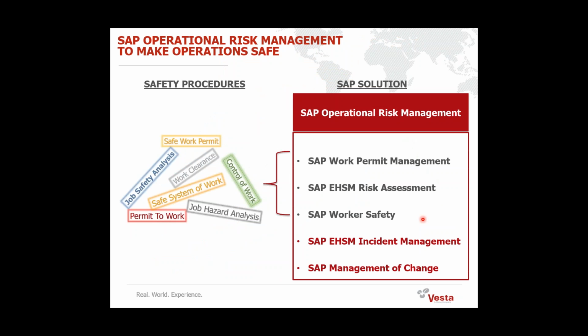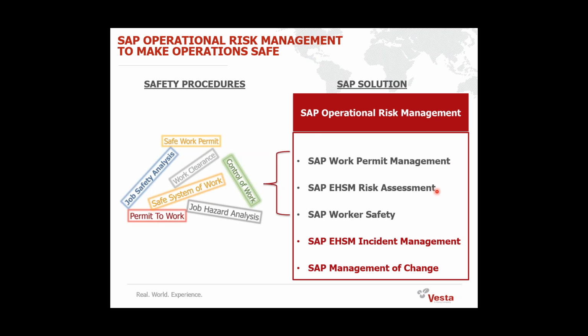Now, these are the safety procedures, and SAP has a solution to cover all of them. The name of this solution is SAP Operational Risk Management. So what does SAP Operational Risk Management contain? The first one is the SAP Work Permit Management, which is part of the work clearance management. In the SAP Work Permit Management, you will be able to manage the request of permit, the implementation of safety precautions, the approval, and the lockout, tagout.